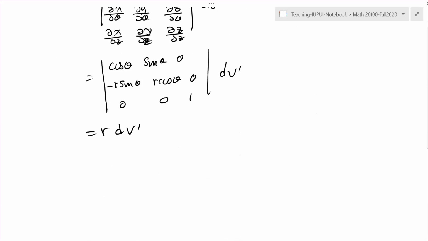Then we can evaluate triple integrals over the cylinder, or maybe a portion of the cylinder. Like I said, we can use cylindrical coordinates to solve the triple integral. Okay, let's take a look at examples.